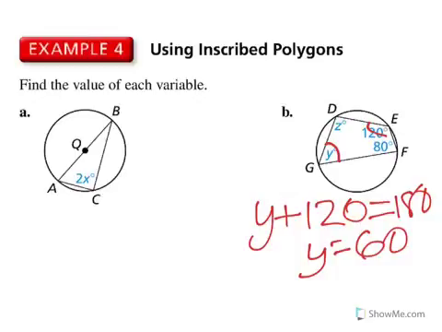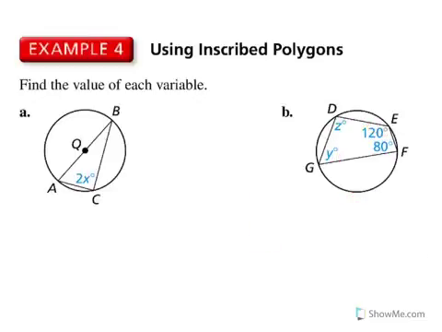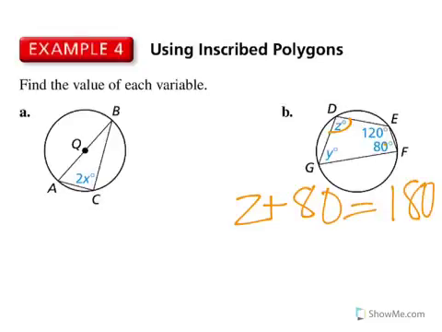Okay, let's go and solve for z. Same thing. Let's go look at z. Z is right here. Its opposite angle is the 80. So same theorem. Opposite angles are supplementary. So if I add z plus 80, being supplementary, they should equal 180. So to solve for z, when we subtract the 80 out, we should get that z equals 100.